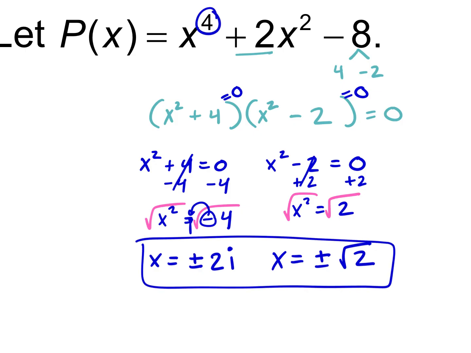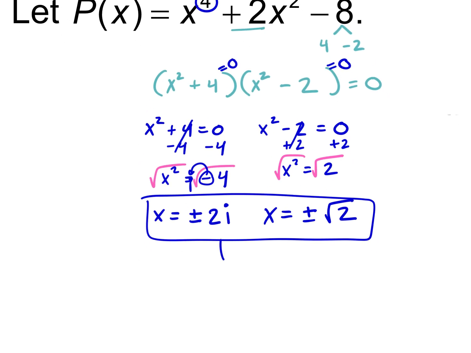We knew that we were going to have 4 answers from the start. We have 4 here. These 2 are imaginary. These 2 are irrational because we have square roots.